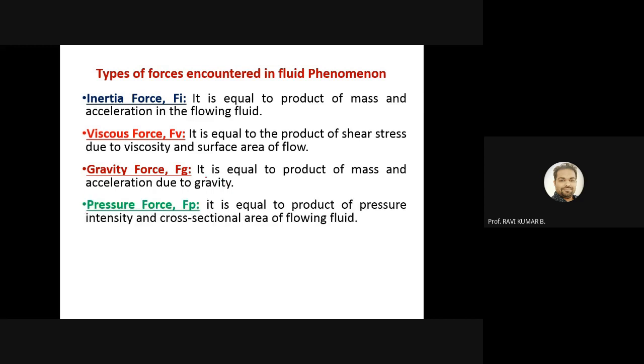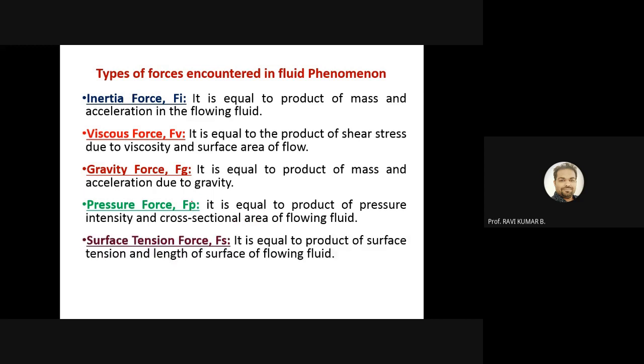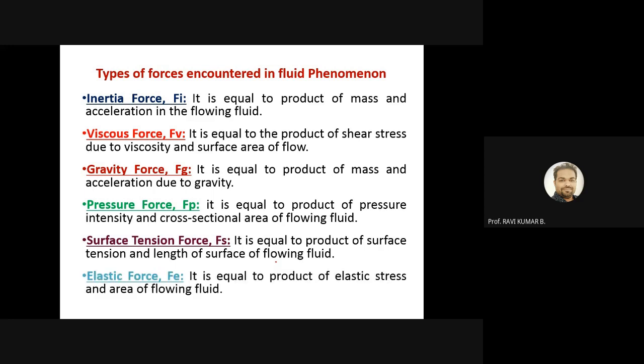Next one is called pressure force. It is equal to the product of pressure intensity and the cross-sectional area on which that pressure is acting, denoted by F suffix P. Surface tension force is equal to the product of surface tension and length of the surface of the flowing fluid. Last one is called elastic force. It is equal to the product of elastic stress into the area of the flowing fluid.